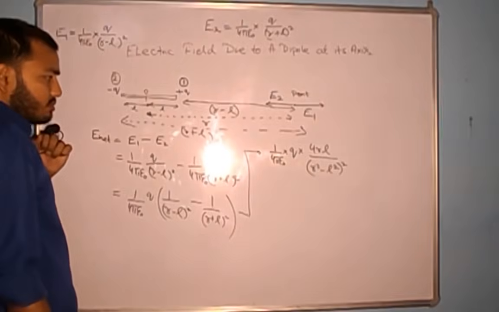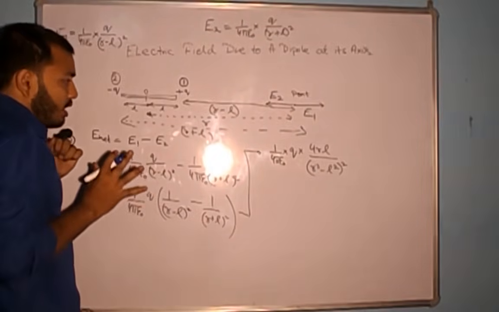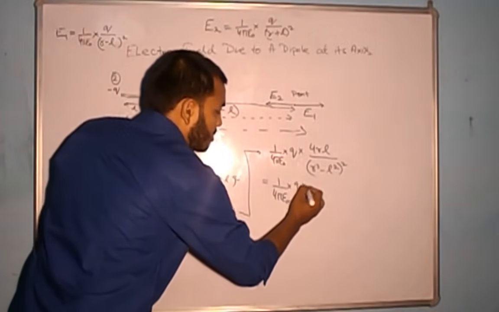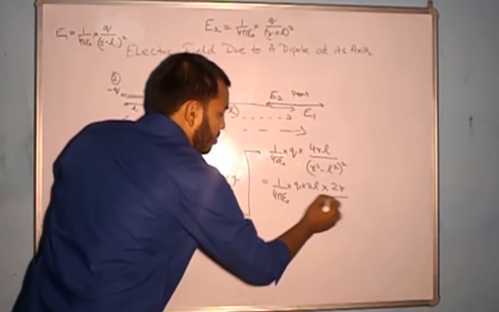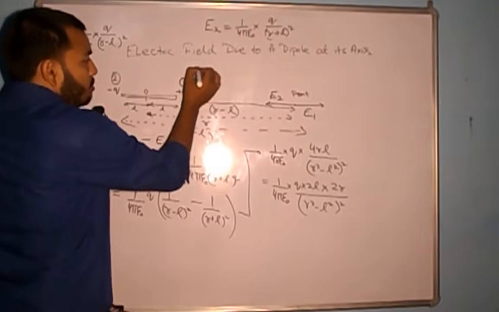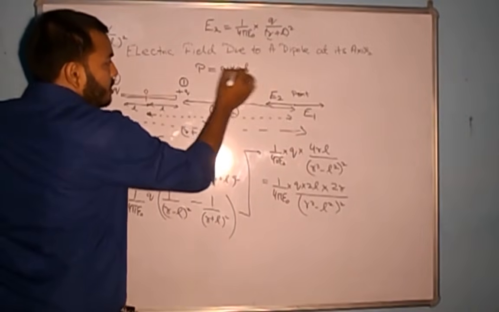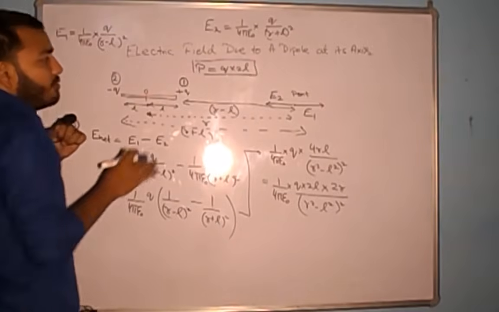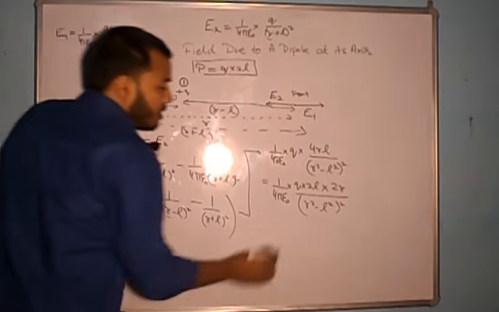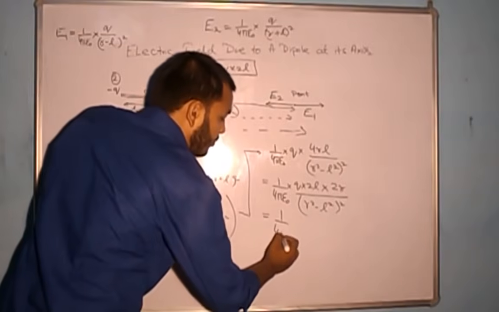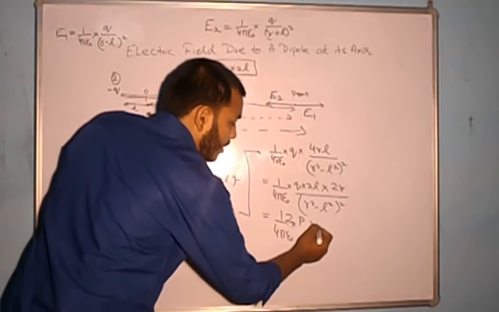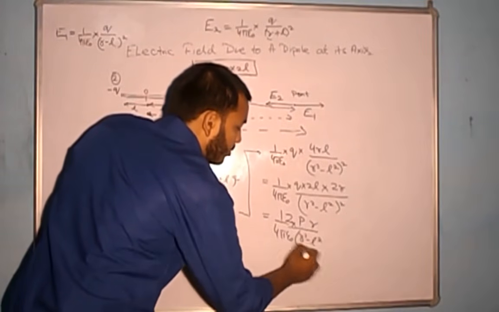You'll get this. Now I have to rearrange terms. How? Look, I'll do it like this: 1 by 4 pi epsilon naught multiplied by Q multiplied by 2L multiplied by 2R. You must be wondering why I'm doing such things. Okay, I'll explain. There is a term called dipole moment P, which is Q multiplied by 2L. If you haven't watched my previous lecture, go and watch it and learn what a dipole moment is. It is Q, the charge, multiplied by the distance between the charges. So Q into 2L will become P, the dipole moment: 1 by 4 pi epsilon naught multiplied by P multiplied by 2R. So I'm writing 2PR divided by R square minus L square whole square.